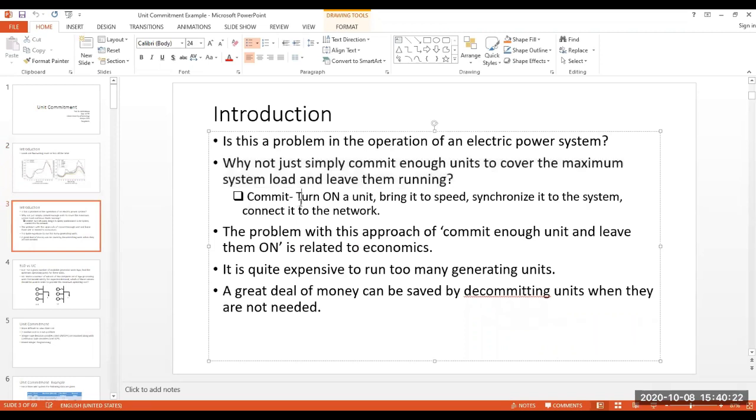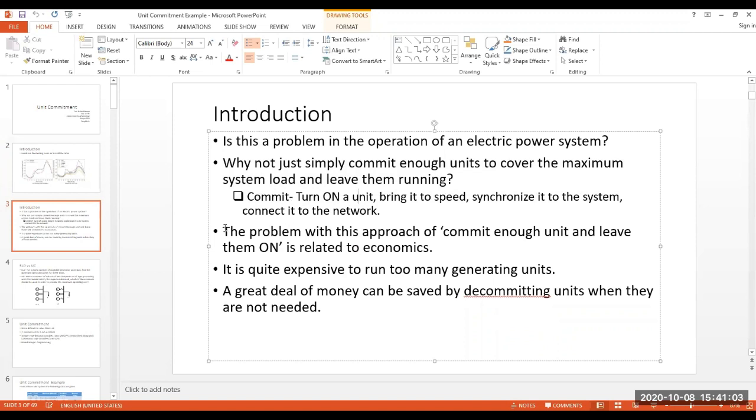So what is the meaning of committing a unit? That means we are turning on a unit. Remember, we are still considering thermal units, so we have very big units: boilers, turbines, generators. You have to turn them on, bring the generator to speed using the turbine and boiler setup, synchronize it to the system, and connect it to the network. All these things are done when you are committing a unit.